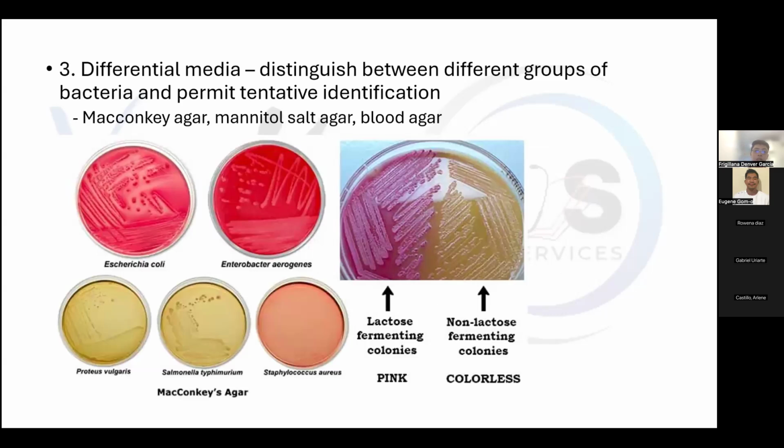Ayun, differential media allows you to distinguish between different groups of bacteria and permit tentative identification. So again, sa MacConkey agar tayo, di ba selective siya? I think Enterobacteria kasi they can tolerate the presence of bile kasi MacConkey agar, this contains bile and crystal violet. This is also known as differential because this differentiates the growth of our lactose fermenters and our non-lactose fermenters.